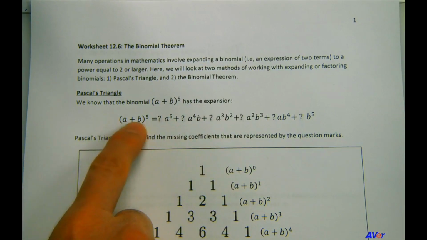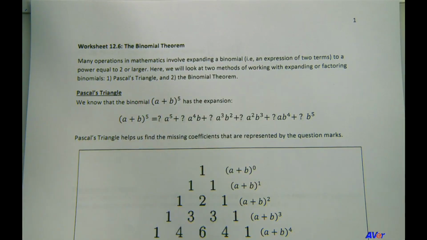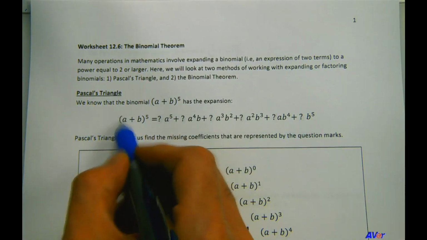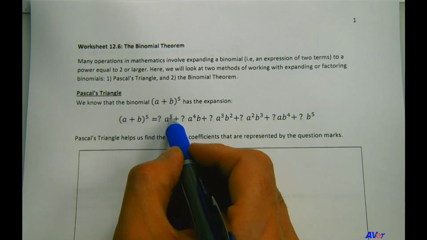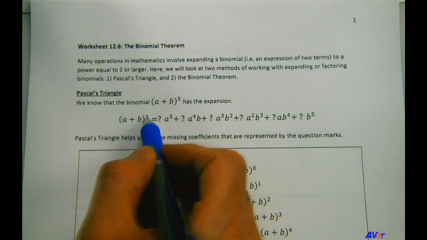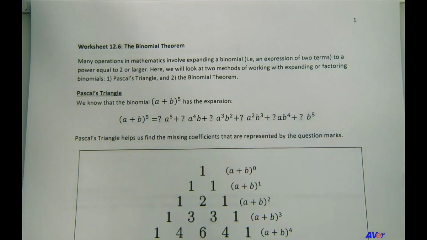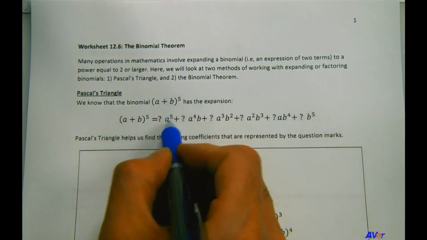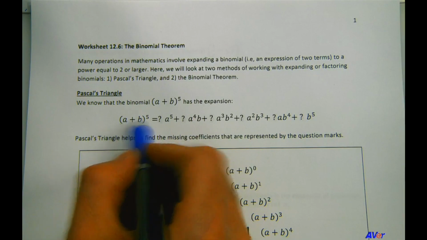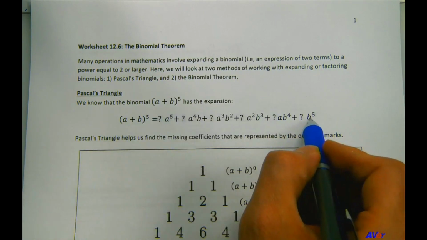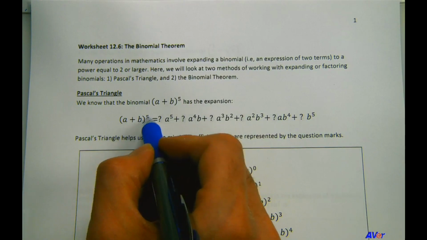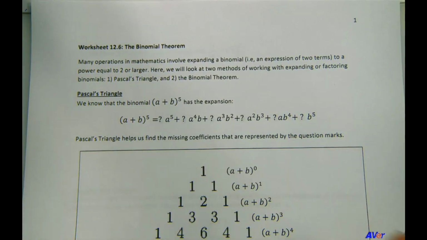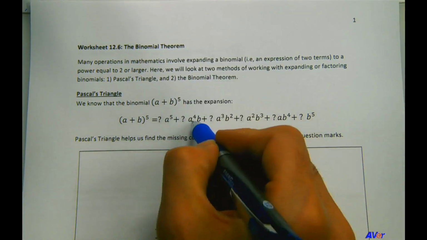If we have a binomial to the fifth power, then the way we expand it, the first term is raised to the fifth power, the power on the outside. Look at the first and the last terms. The first term is the first term in the binomial raised to the fifth power. The last term is the second term in the binomial raised to the power on the outside, which is 5. So that's easy, right? Then look at the second term.